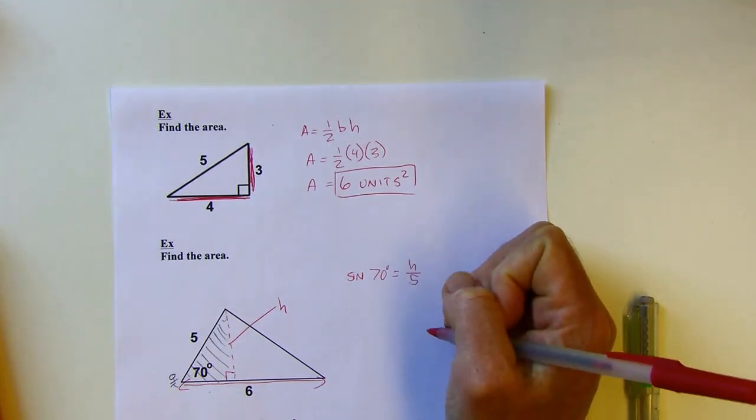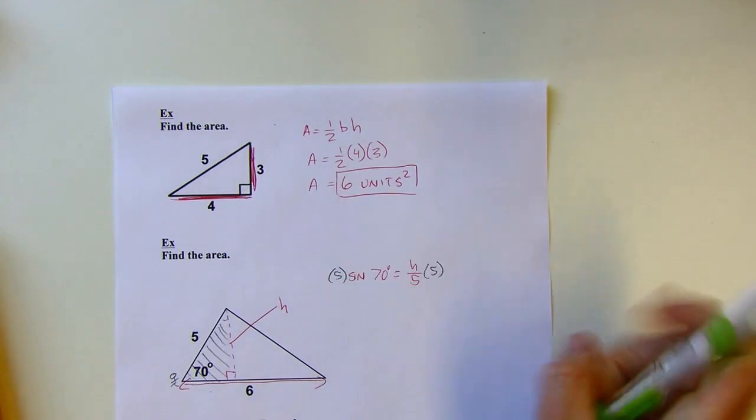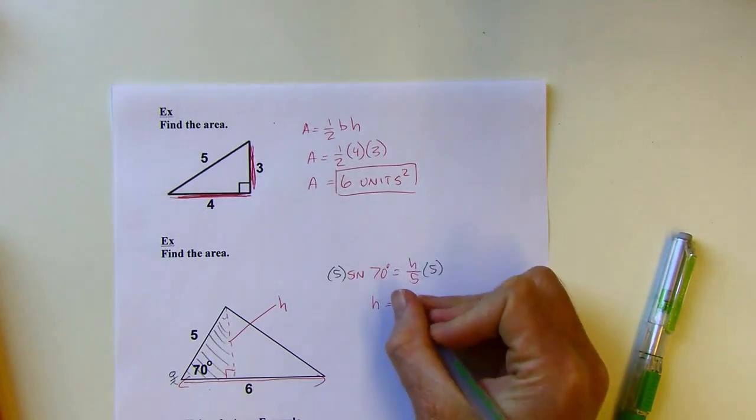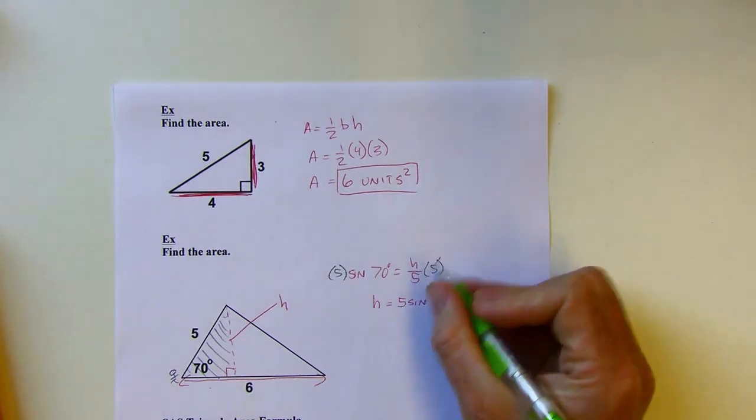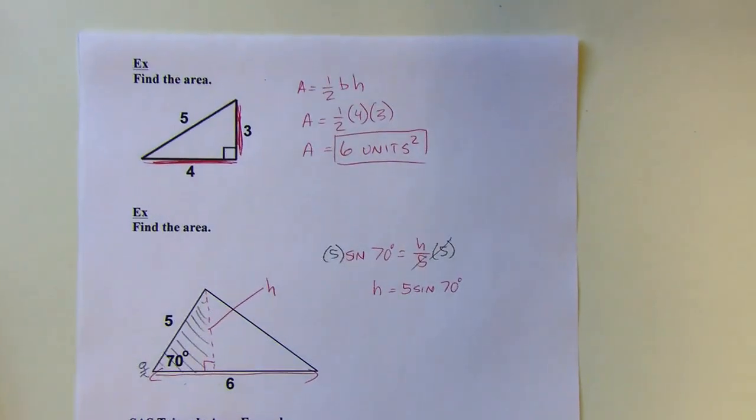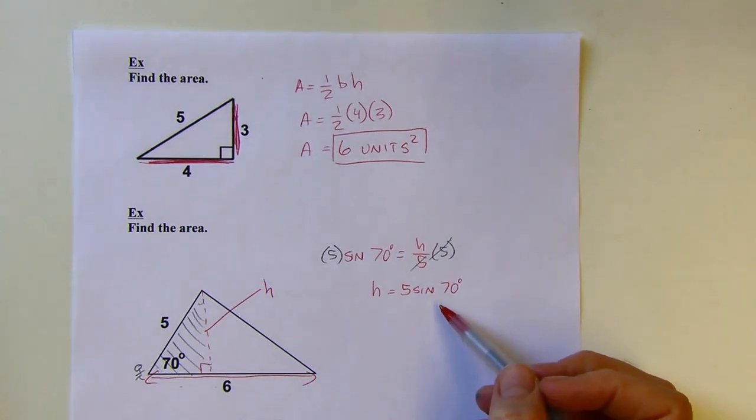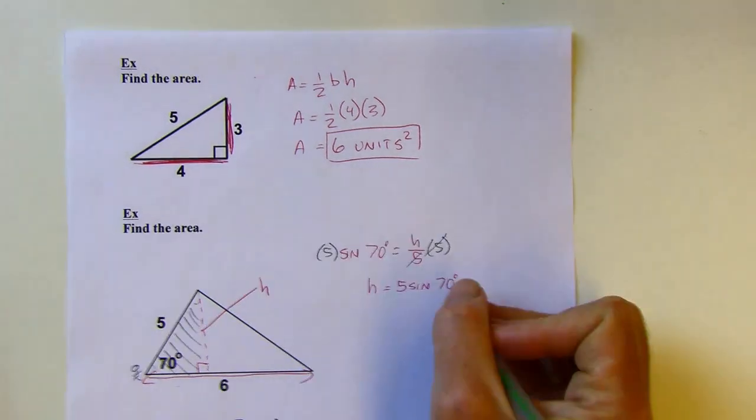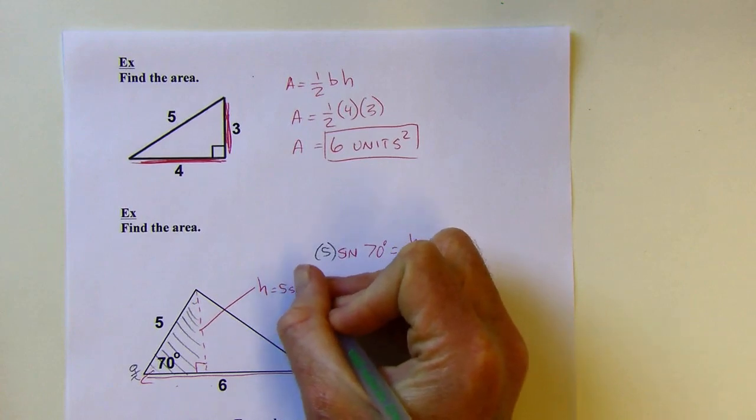Now I'm going to multiply both sides by 5 to isolate h. Those would cancel right there, right? All right, so I'm just going to leave that. I could put that in as a decimal, and I will do that in a minute. But my height is going to be 5 sine 70 degrees. I'm just leaving this exact for right now: 5 times the sine of 70 degrees.